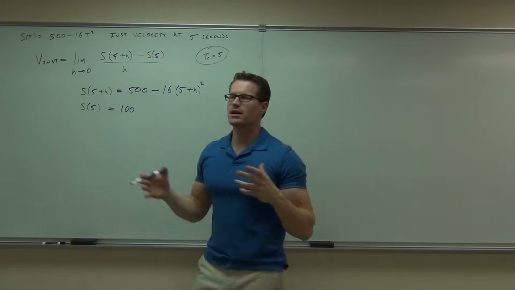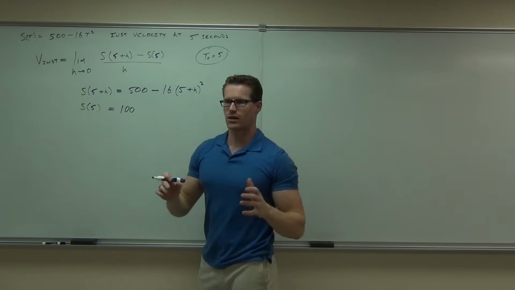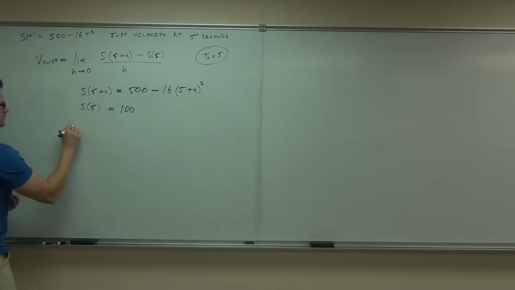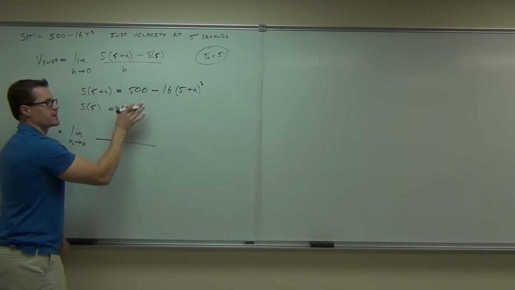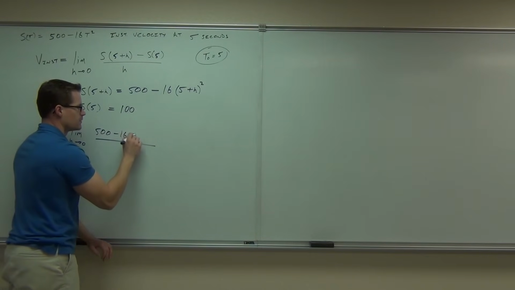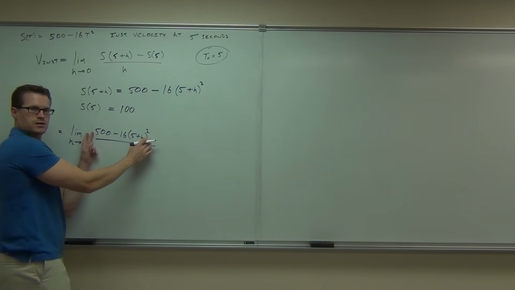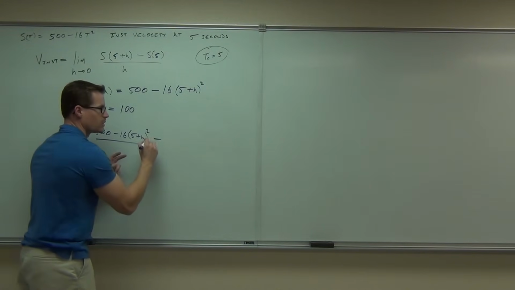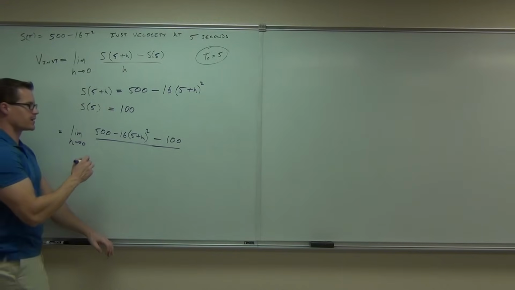Good deal. Now we're ready to make a substitution. We can take these quantities, plug them into those expressions, and get our limit. So we're going to have a limit. Instead of s of 5 plus h, I'm going to put the expression that s of 5 plus h is equal to. That's 500 minus 16 times (5 plus h) squared. This is s of 5 plus h. Do you agree? What's next? Minus 100. Yeah, that's s of 5. So we have that, all over how much?